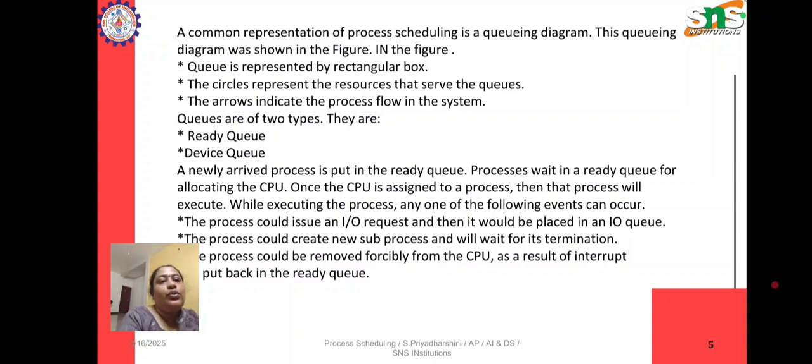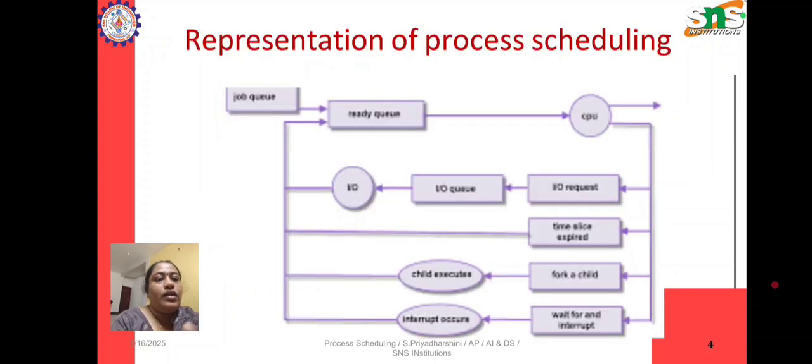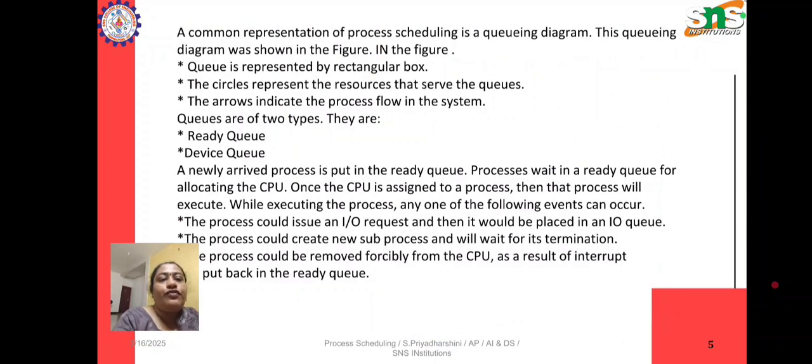A queue is represented by a rectangular box. The circle represents the resources that serve the queues. The arrow indicates the process flow. When you see, the queues are all represented in rectangular boxes, and the processes that are being executed are in the ovals or circles. Then the flow is denoted by the arrows. Queues are of 2 types, ready queue and device queue, which alone will be shown, because the job queue will be available in the secondary memory.